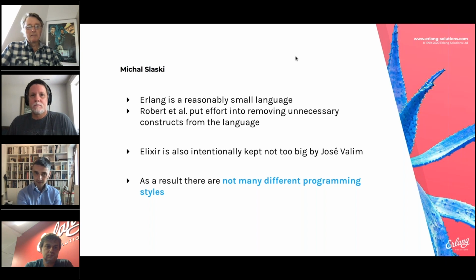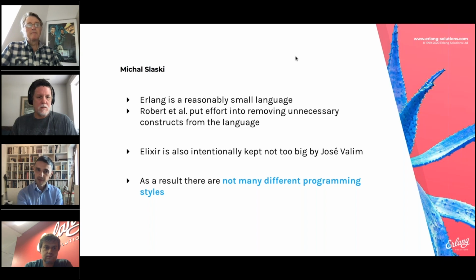I have also similar thoughts on Elixir, which seems to have a larger vocabulary, but is intentionally kept not too big as a language by José Valim, and which limits the number of ways in which one can solve a problem.